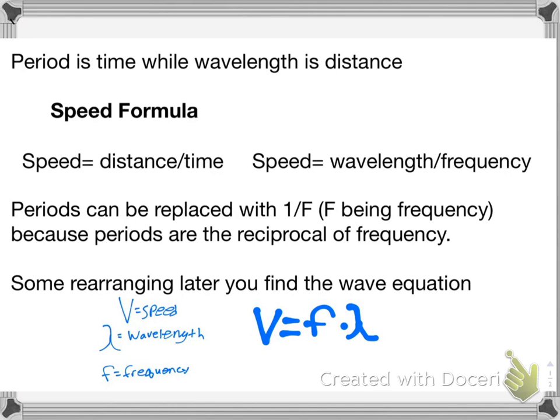V equals frequency times lambda. The V represents the wave speed in meters per second. Lambda, the upside down looking Y, represents the wavelength, and finally the F represents the frequency of a wave. These three components, frequency, wavelength, and speed, make up the wave equation.